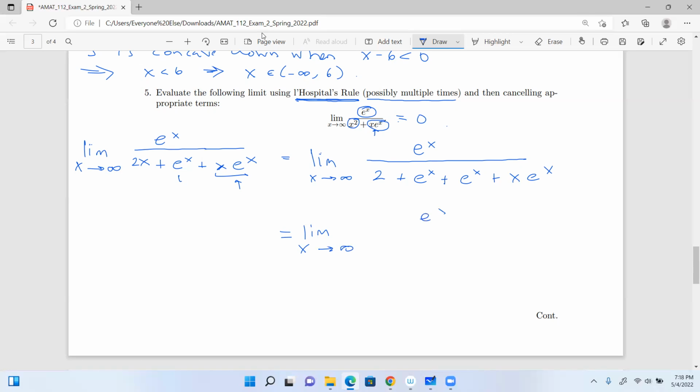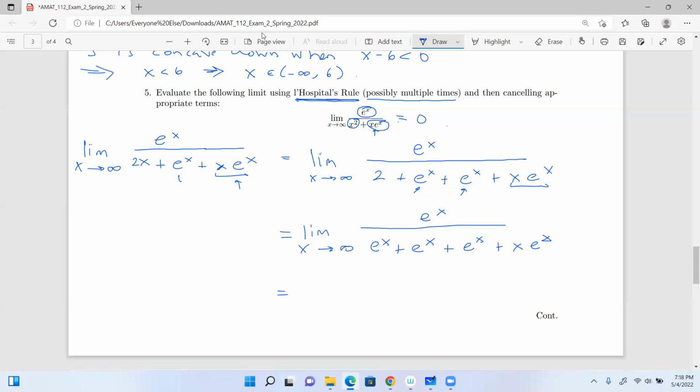So the derivative of the numerator is e to the x. The derivative of the denominator: this 2 is going to go away, and the derivative of e to the x is e to the x. So we took the derivative of that, and then the derivative of that term is just also e to the x. And for this, we need product rule one last time. So the derivative of that will be e to the x plus x e to the x. And now notice the numerator and the denominator have a common factor of e to the x.